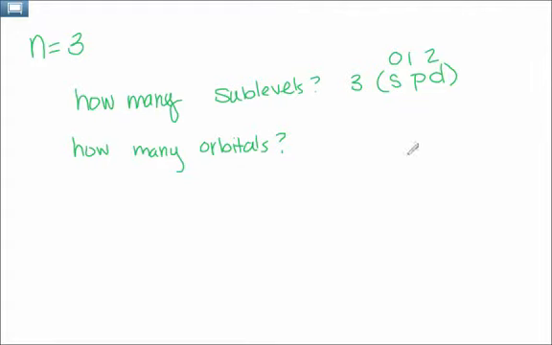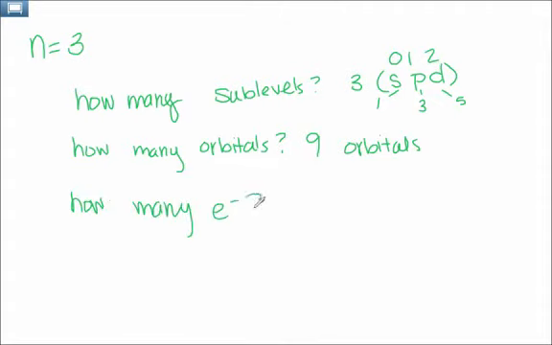Total. So S has how many orbitals? P has 3 and D has 5. So how many total? 9. So there'd be 9 total orbitals possible. So then how many electrons? Right, 18 electrons, because we have 2 electrons in each of these orbitals.